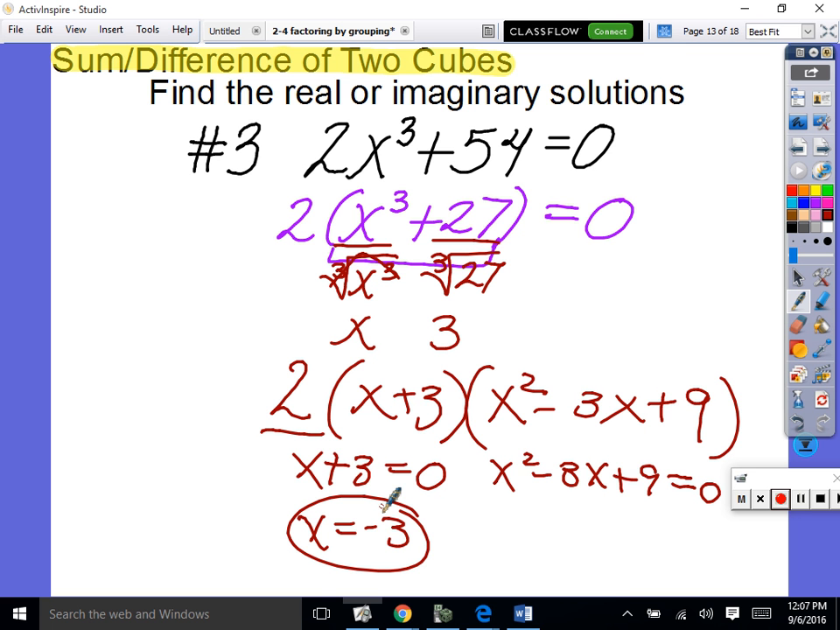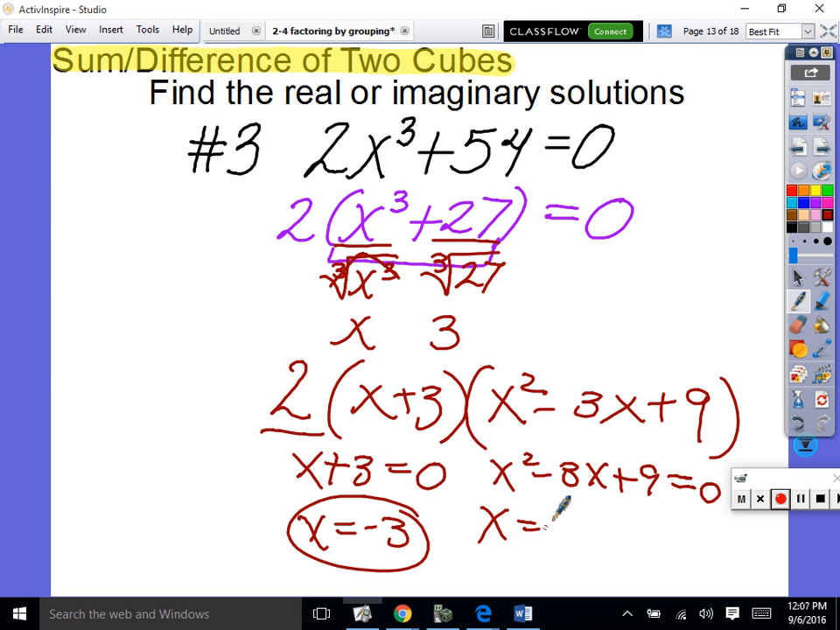So we have x is equal to, whoa. Wait a minute. This is not number 3, is it? What problem is that? Oh, yeah. Okay. X is equal to, yeah, we're good.